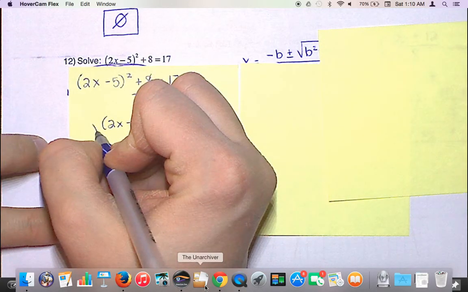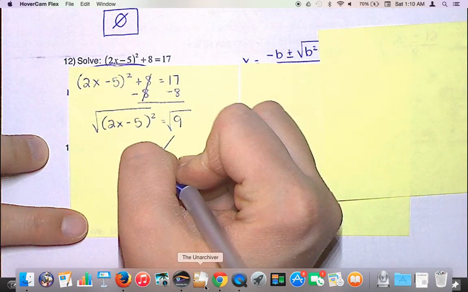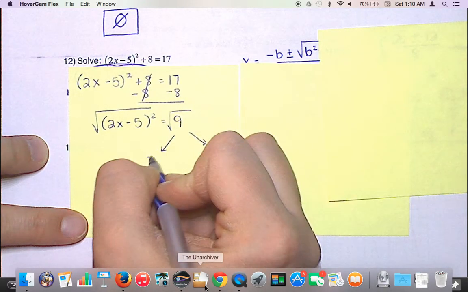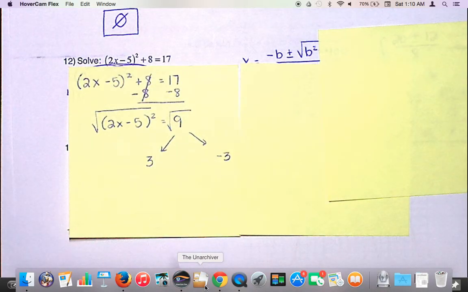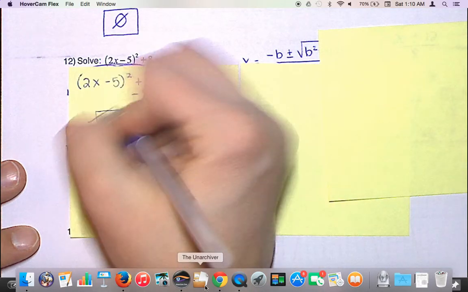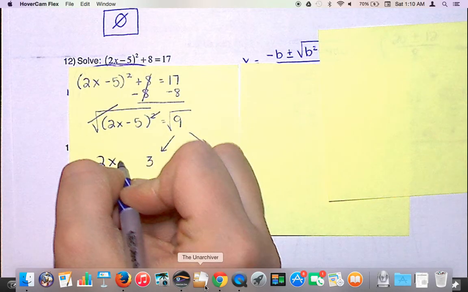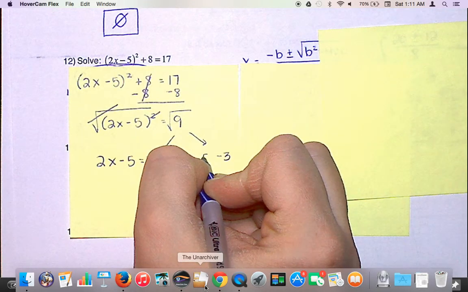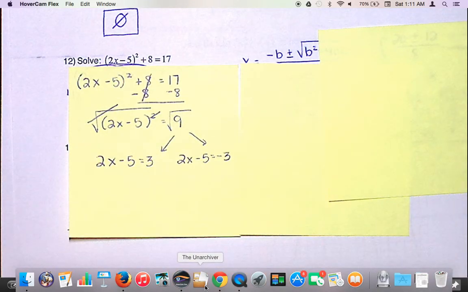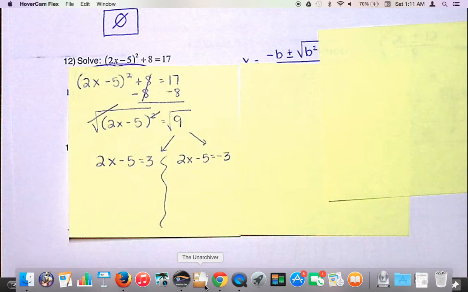Now, at this point, I can't do anything inside the parentheses until I get rid of the square. So I'm going to take a square root, because that's how we would get rid of the square. Okay? And remember, the square root of 9 has two possible answers. It could be positive 3, and it could be negative 3. Okay? It could be either one. What's going to come down over here on the left, your square and your square root cancel, and I have 2x minus 5. So this equation is going to say 2x minus 5 equals 3, and 2x minus 5 equals negative 3. Okay? Now, I have to solve these separately. I can't just solve one and then say, oh, it's plus or minus that answer. I have to solve them separately.